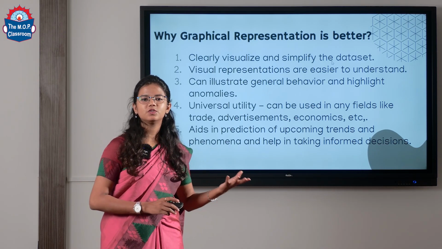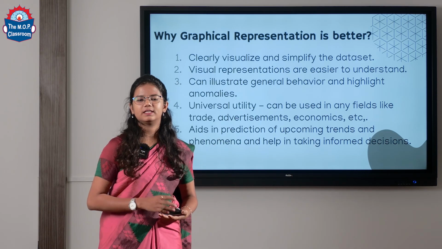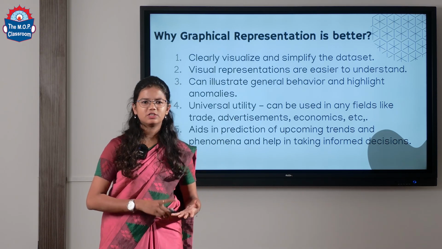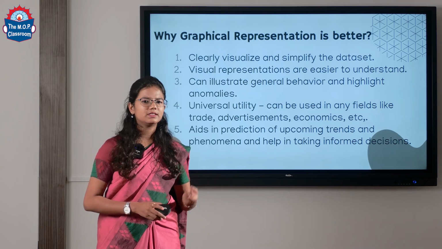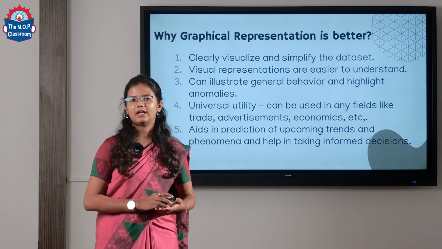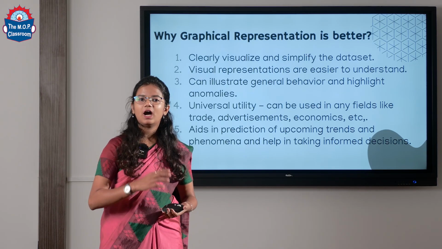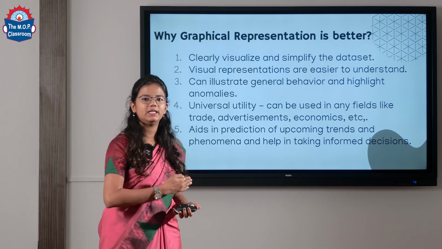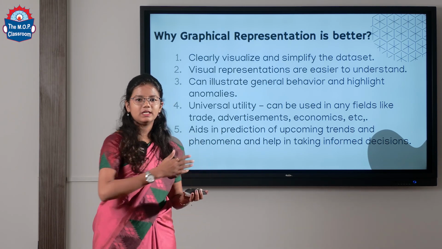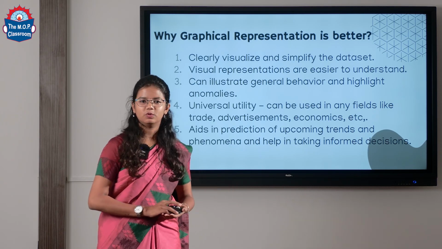It is useful in any field. It has a universal utility factor as well. You can use it in education, economics, commerce, trade, in any field. You just name it, you can use graphical representation anywhere. But the main factor here is how to describe it, how to properly narrate a visual image verbally. That is where this session would be more helpful.